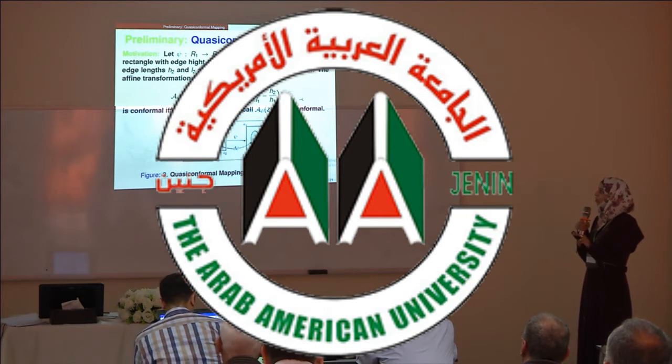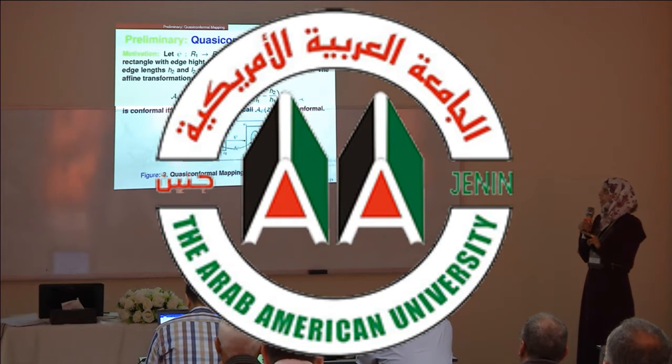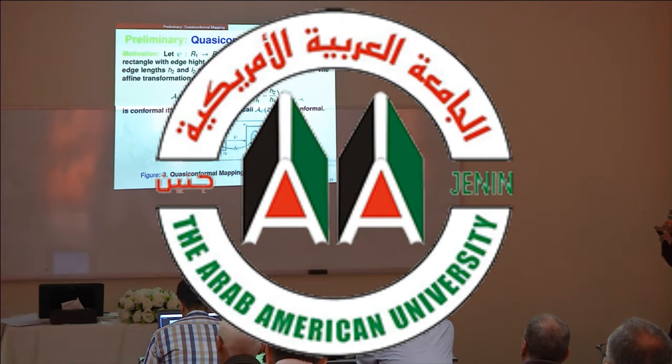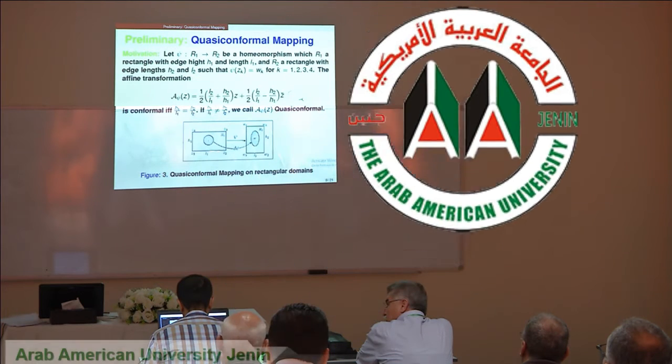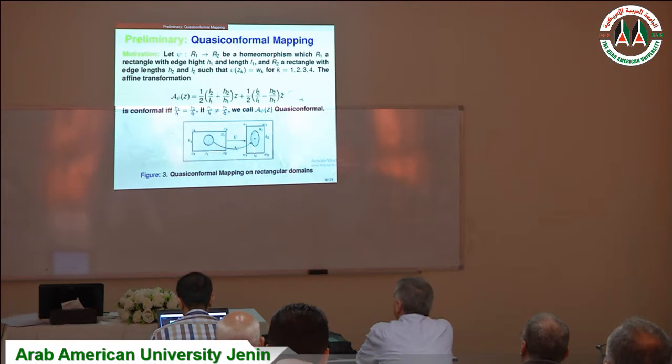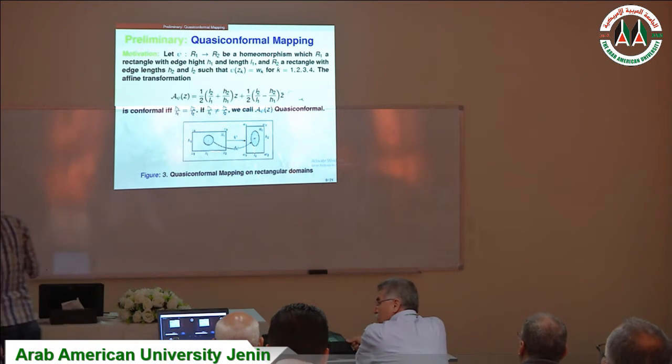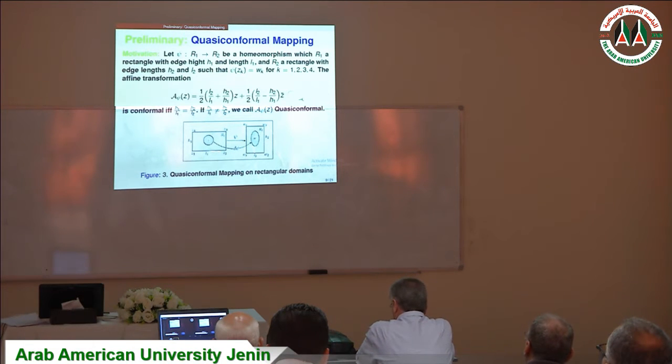Here is a motivation for quasi-conformal mapping. If we have a homeomorphism from a domain rectangle R1 with height H1 and length L1 to the range rectangle R2 with height H2 and length L2, then the affine transformation L chi is conformal if and only if the aspect ratios, height over length, are equal. If not equal, this is quasi-conformal.